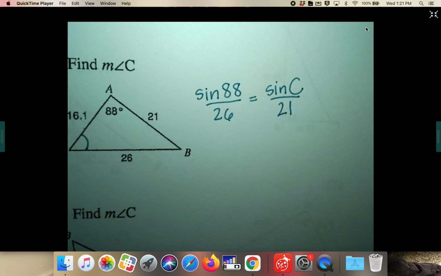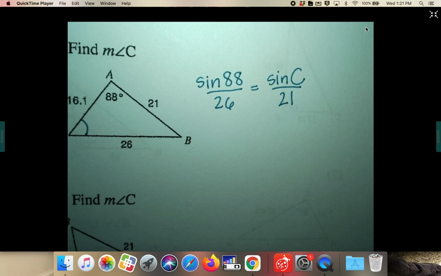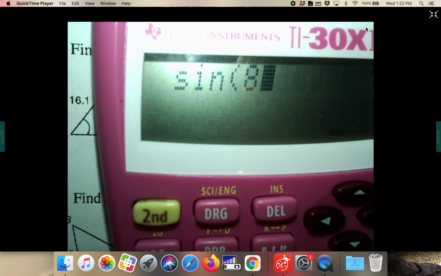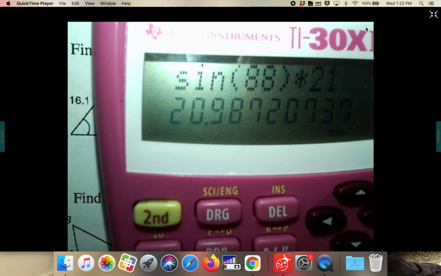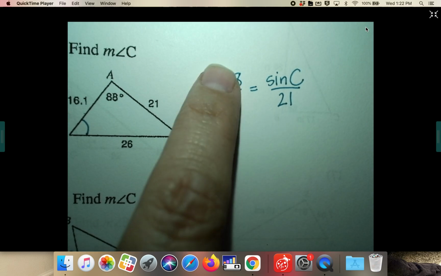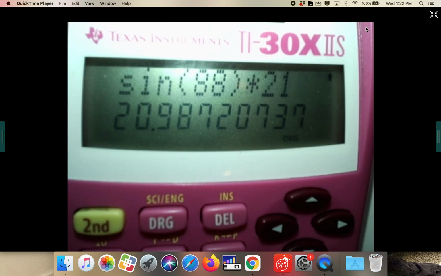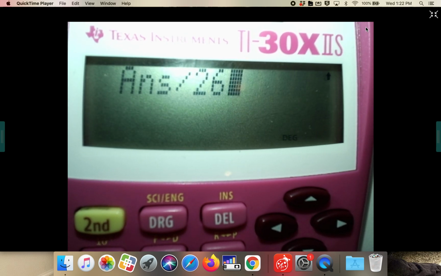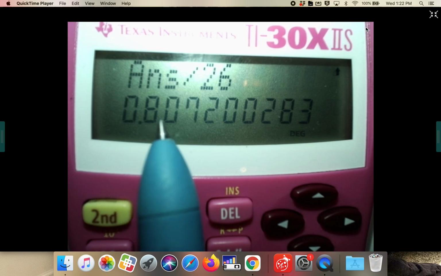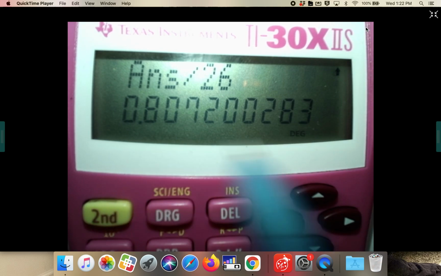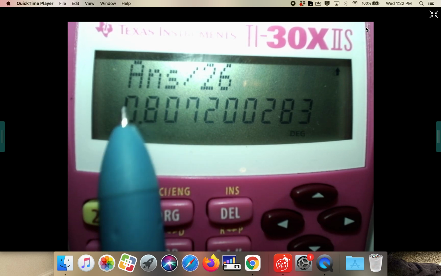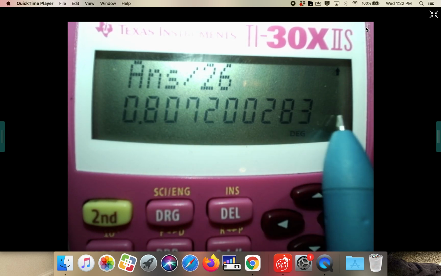Okay, the reason this is different, it starts off looking the same, so I'm just going to go ahead and do the bat and the ball. So sine 88 times 21, and then I'm going to go ahead and divide it by 26. Okay, here's the number you need to write down, but it's not the answer yet. 0.8072. Really, I'm just going to write down 4 of these numbers, just because as many as you can get will make it more accurate, but I'm not going to write down the whole screen.